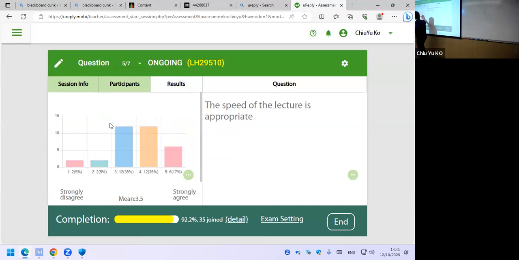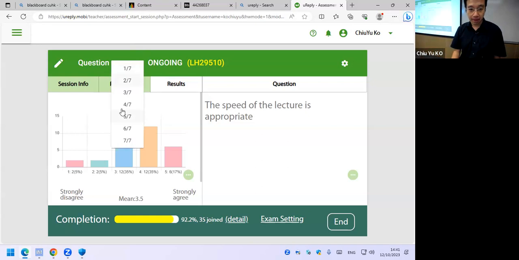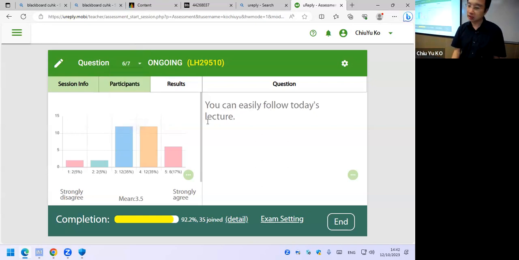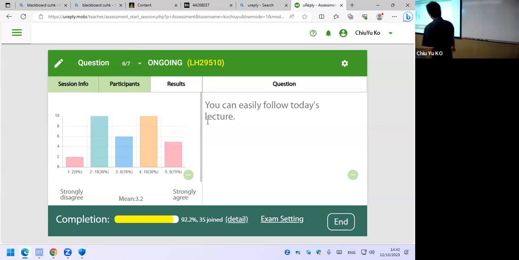I always get people thinking I'm very slow. I don't know whether I'm slow or fast, but maybe I should change the feedback options next time to fast or slow, because "appropriate" is not really informative. This one is good. I think it's still a little bit too fast, but some of you actually think I'm too slow.